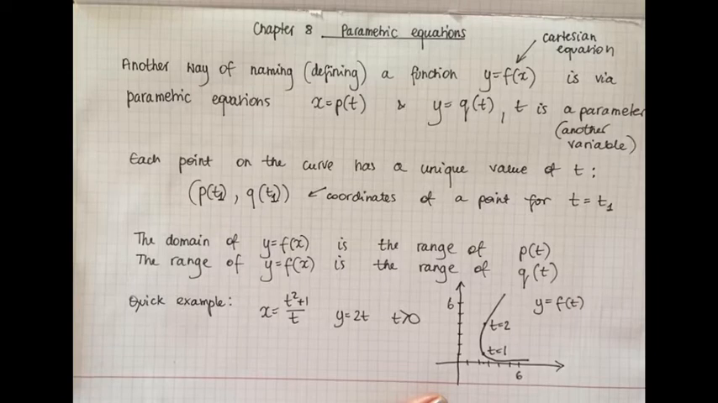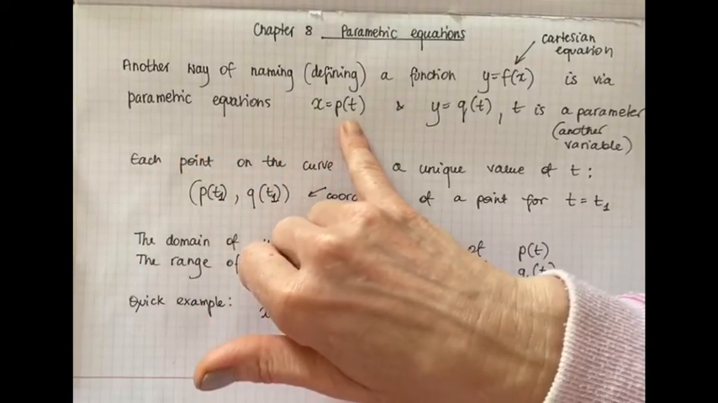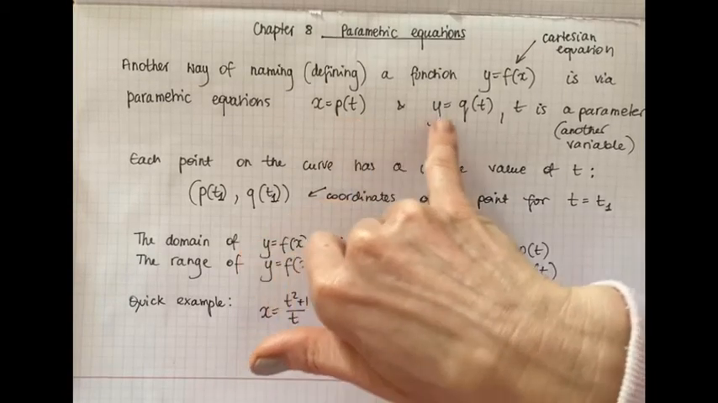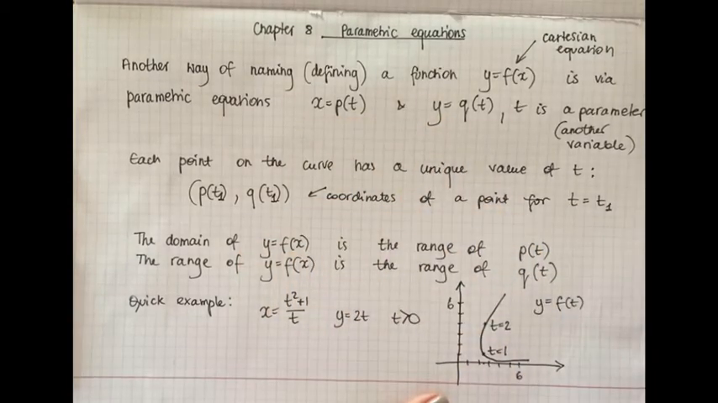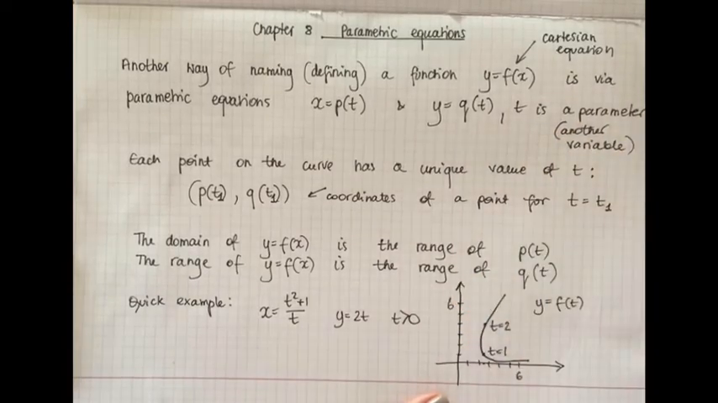Instead of giving one equation, y equals something in terms of x, you define x in terms of another variable, t for example, and then y in terms of the same variable. So overall you will have three variables. That extra variable that's being introduced is called a parameter, and it's just another variable. Normally we use t, sometimes letters like m or theta if trig equations are involved.